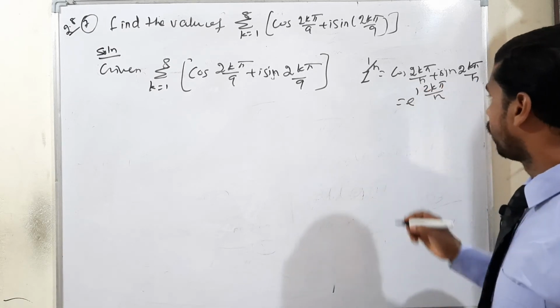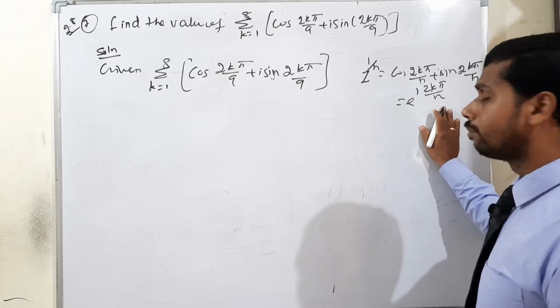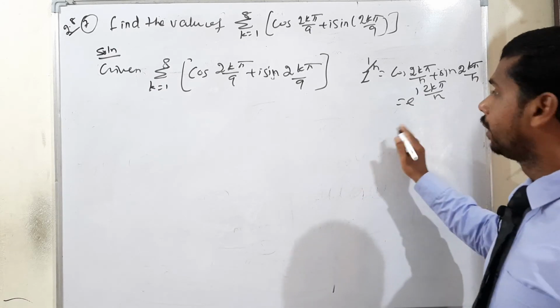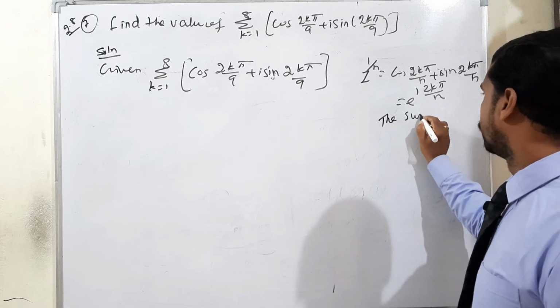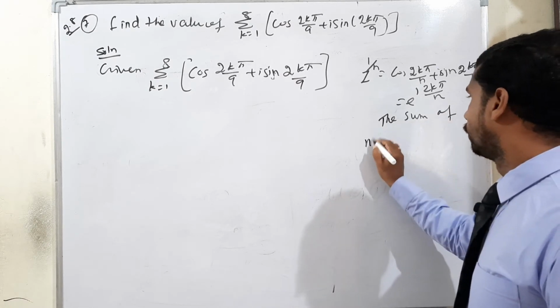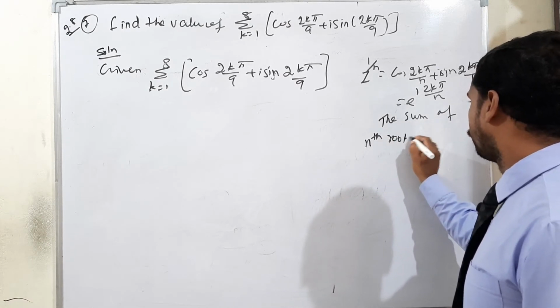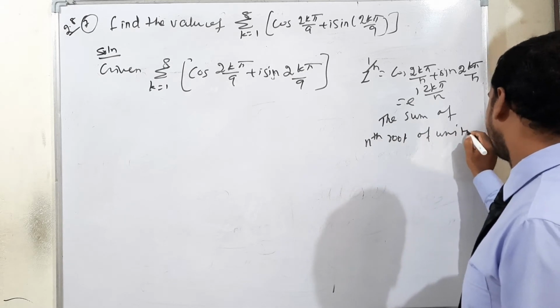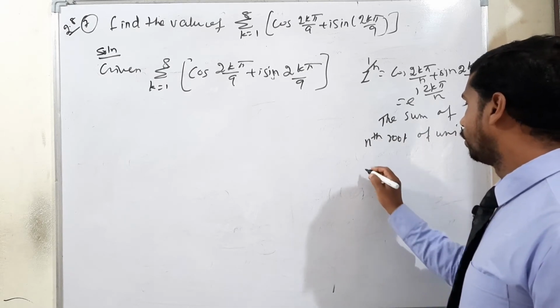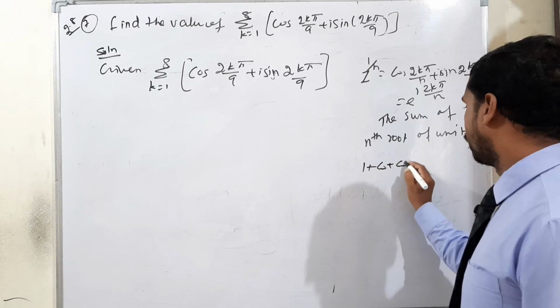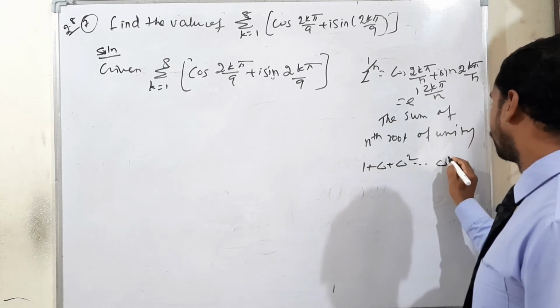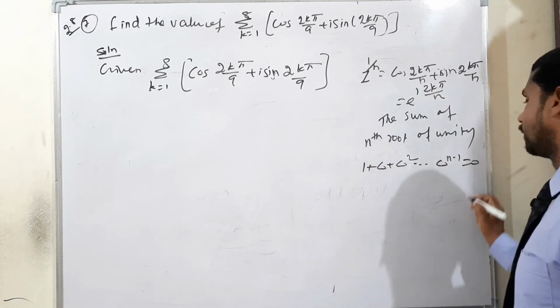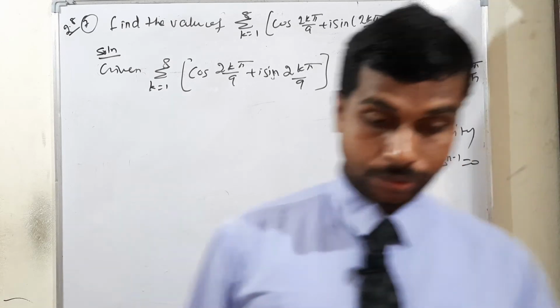Another point is the sum of the nth roots of unity. What is the formula? The sum of the nth roots of unity means 1 plus ω plus ω square, up to ω to the power n minus 1, is equal to 0.